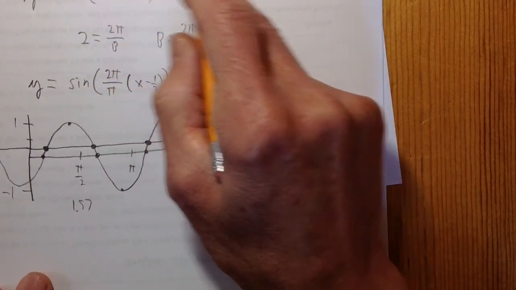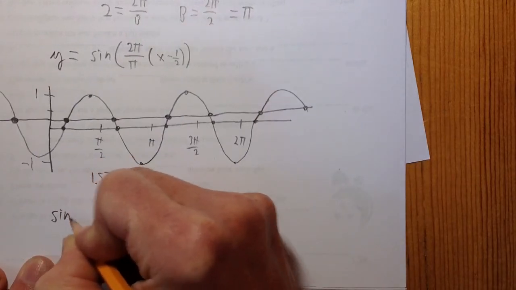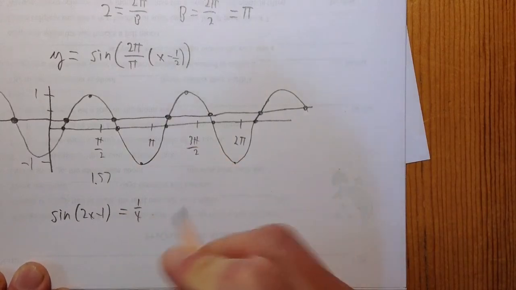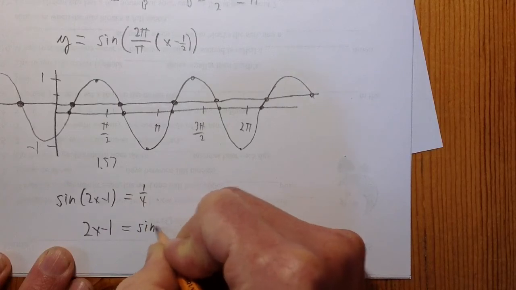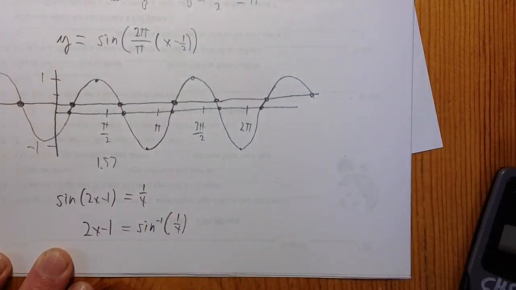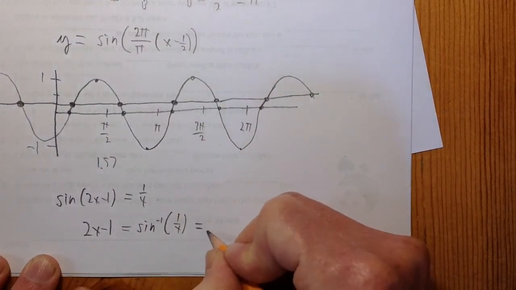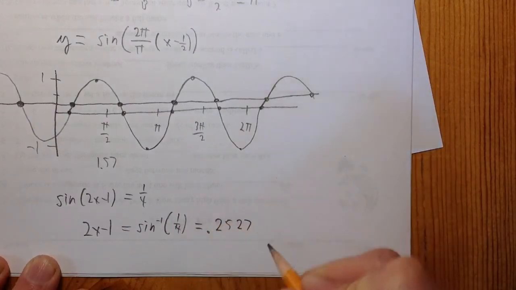So we have sine of 2x minus 1. We want that to equal 1/4. So sine of 2x minus 1 equals 1/4. Take the inverse sine of both sides. 2x minus 1 equals inverse sine of 1/4. Plug that into your calculator. I'm in radian mode, so I get 0.2527. And of course it goes on forever, but 0.2527 is good enough.